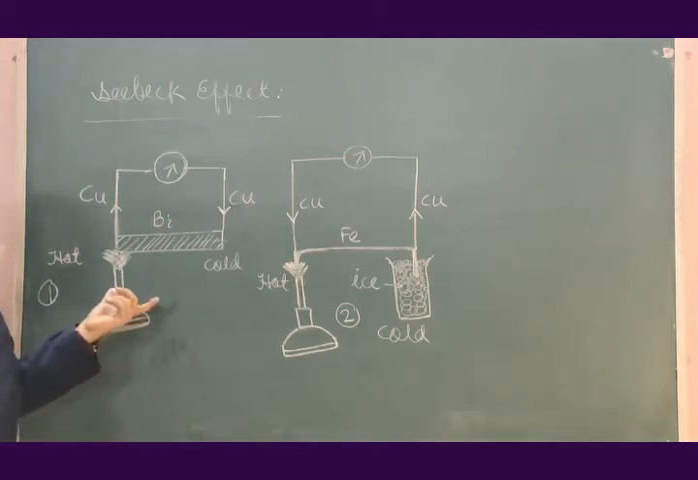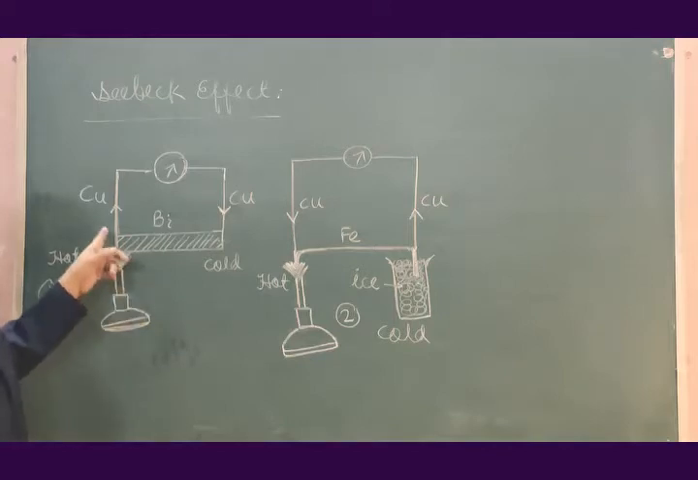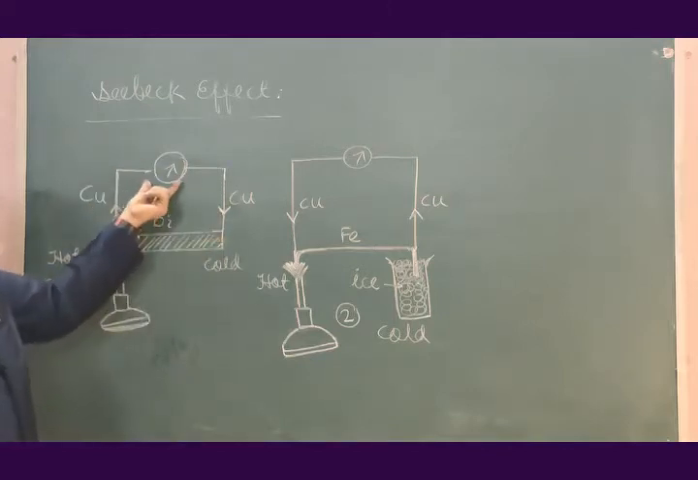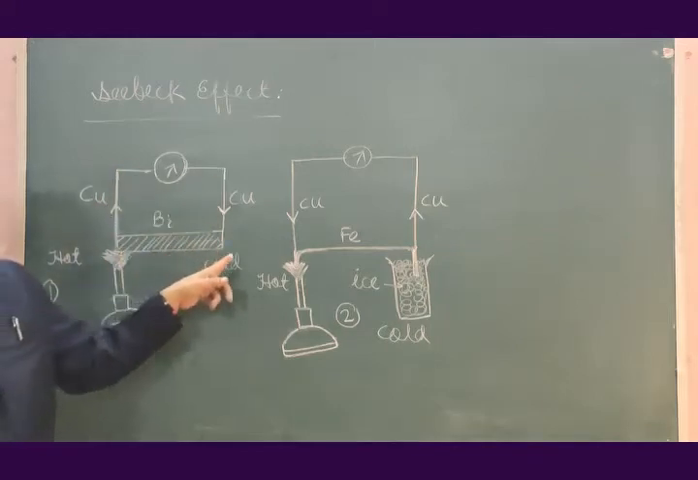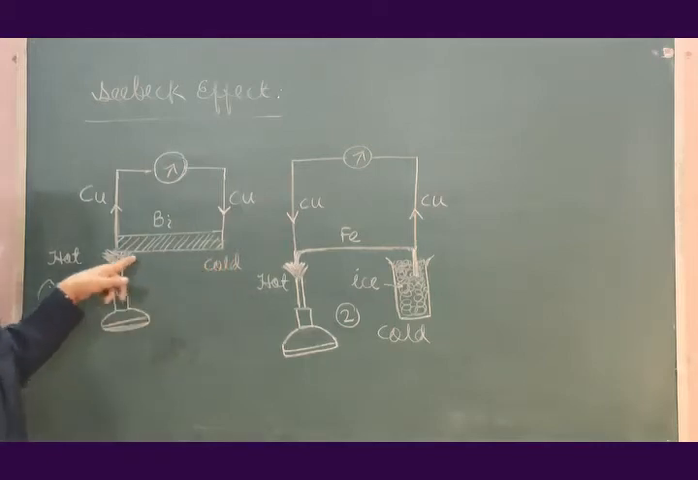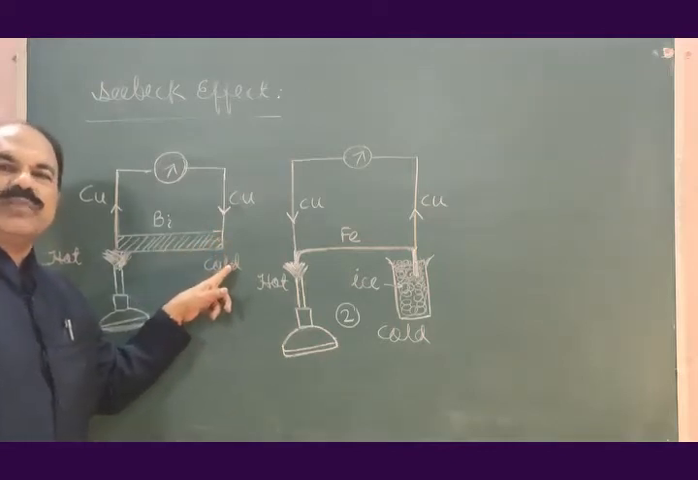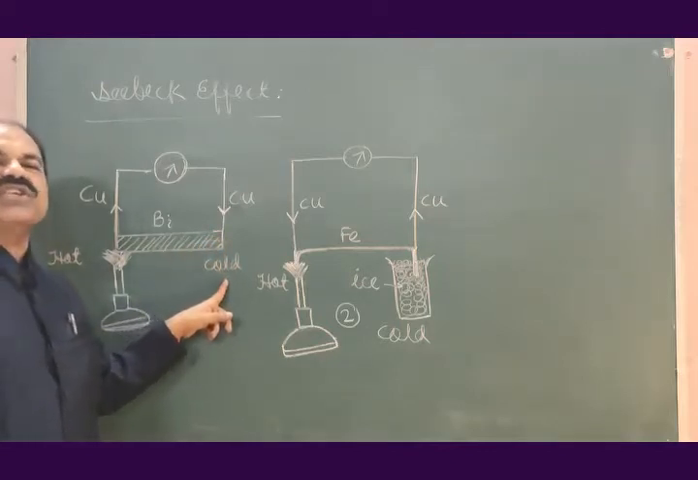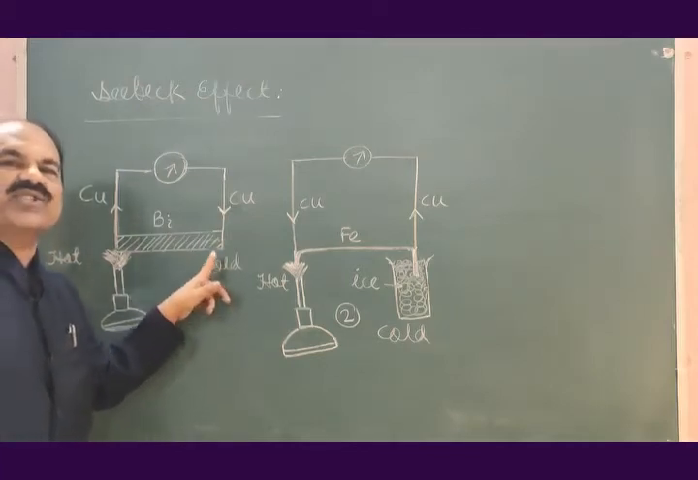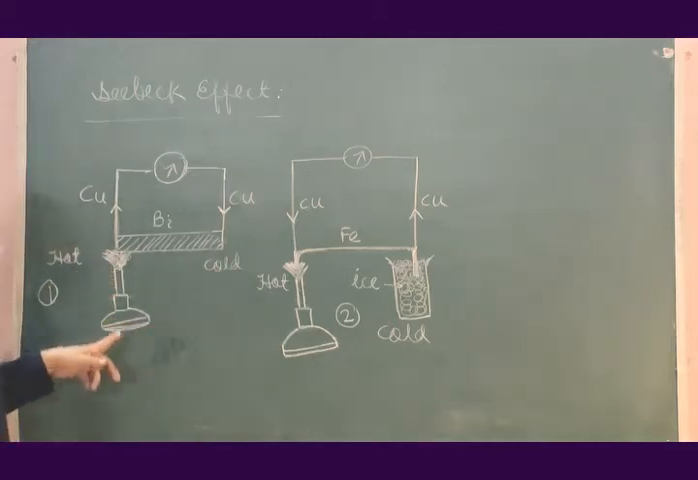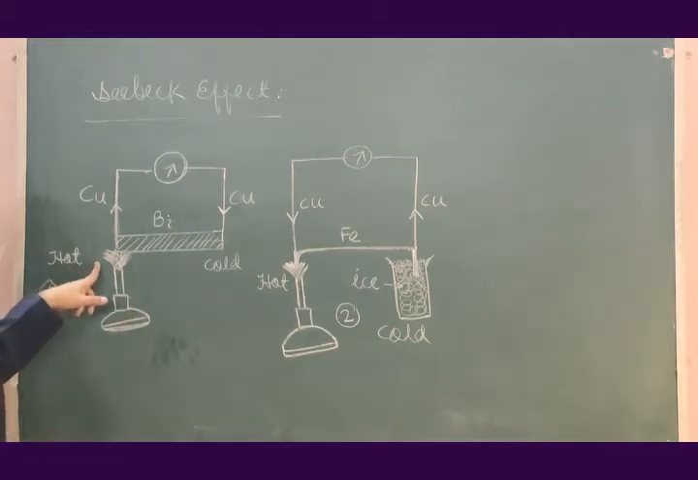Look into figure 1. What we find in figure 1 is a copper wire. Here a galvanometer is connected. This copper wire is connected with a bismuth metal. This is one junction of copper and bismuth. This is the other junction of copper and bismuth. This junction is held at low temperature, so let me call this junction the cold junction. This junction is continuously heated with the help of a burner, so let me call this junction the hot junction.